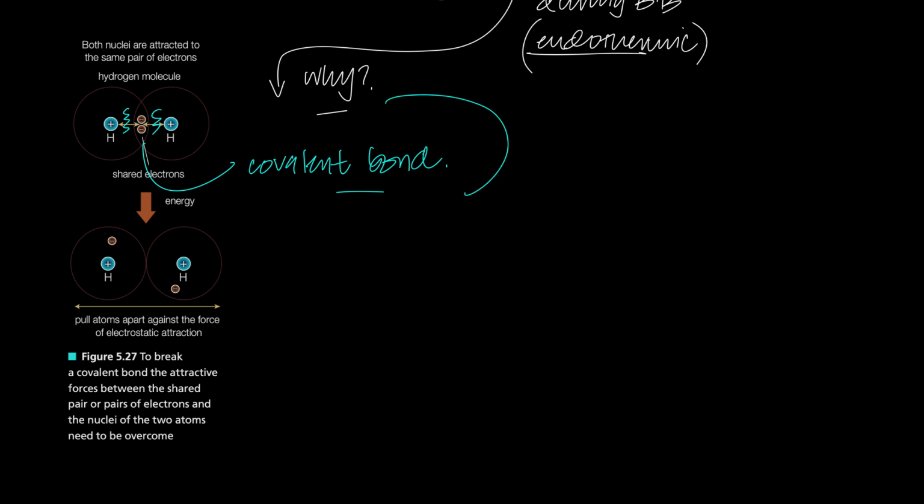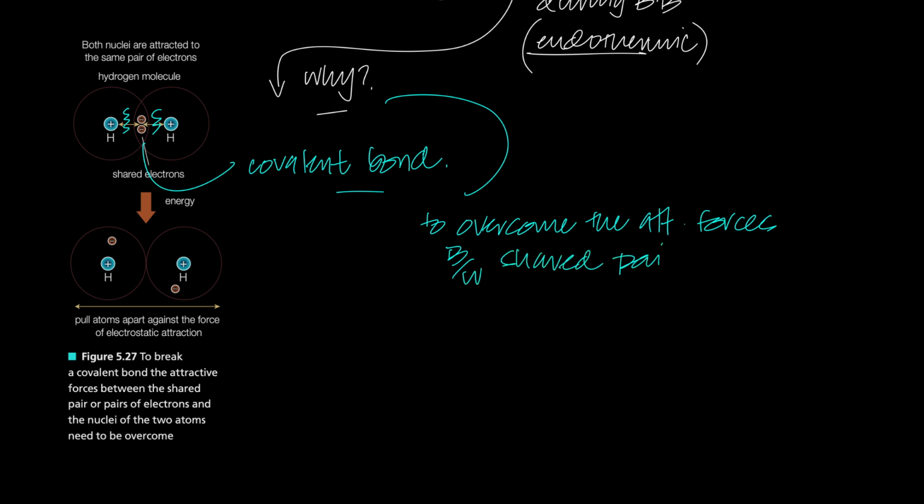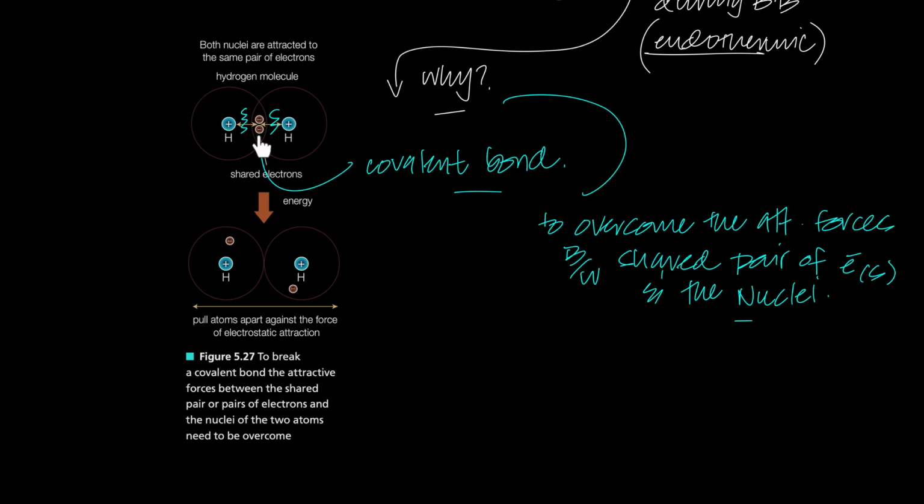Why? To overcome the attractive forces between what and what? Between the shared pair of electrons and its nuclei. Shared pair of electrons and the nuclei. And I think it's also written in the diagram. See, you have to effectively do work against it, right? You need to pull these atoms apart, right?